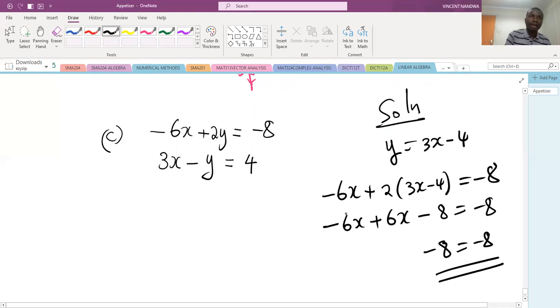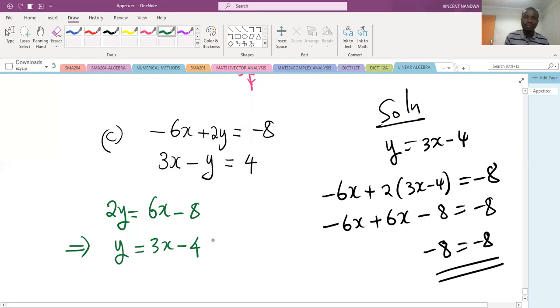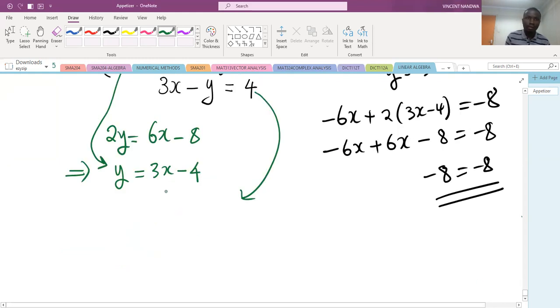But a keen observation on these equations: for the first one, you have 2y equals 6x minus 8. Which means y will be, divide through by 2, 3x minus 4. This is from equation 1. And now for the second, when you make y the subject, you'll have y equals 3x minus 4. Just take y to the right, 4 to the left. And so what can you say? This is just the same line or same equation.